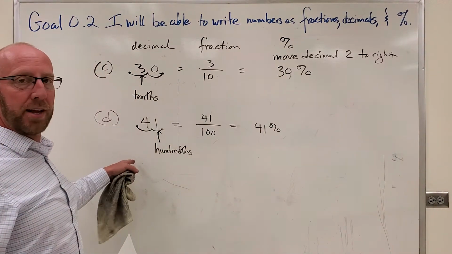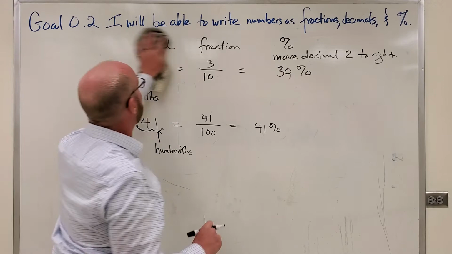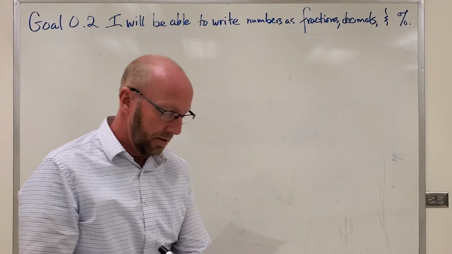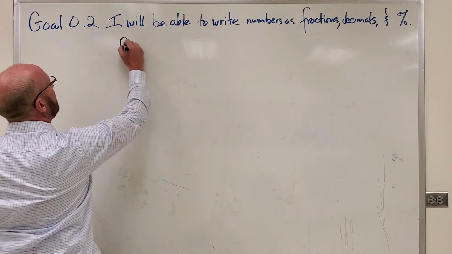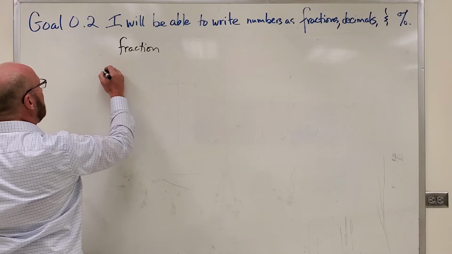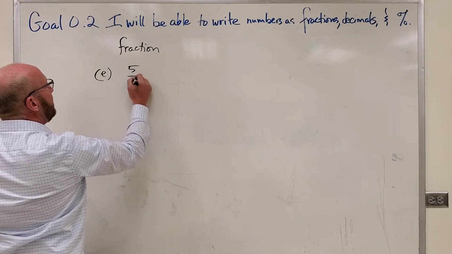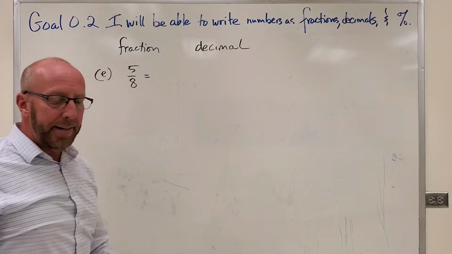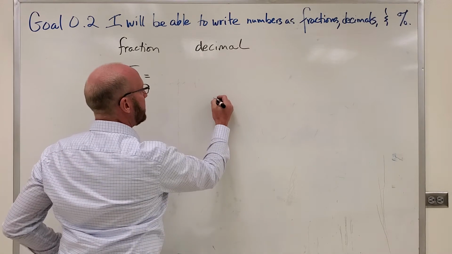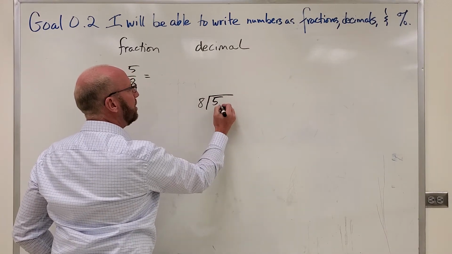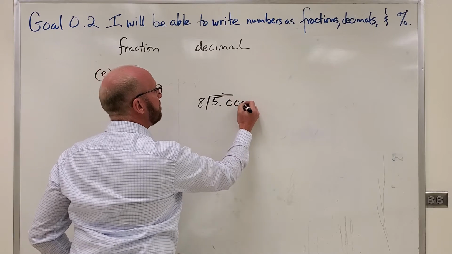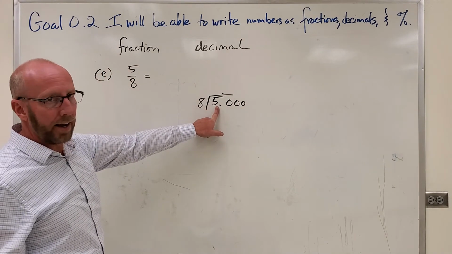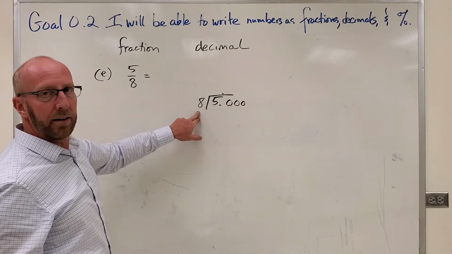So we've started with percents, we've started with decimals. Now let's start with a fraction. The fraction is letter E, 5/8. What I'd like to do is make this a decimal. Now, 5/8, to make it a decimal, I'm going to take 5 divided by 8. For a long division, the top number, the numerator, is inside, and the denominator is outside the division sign.